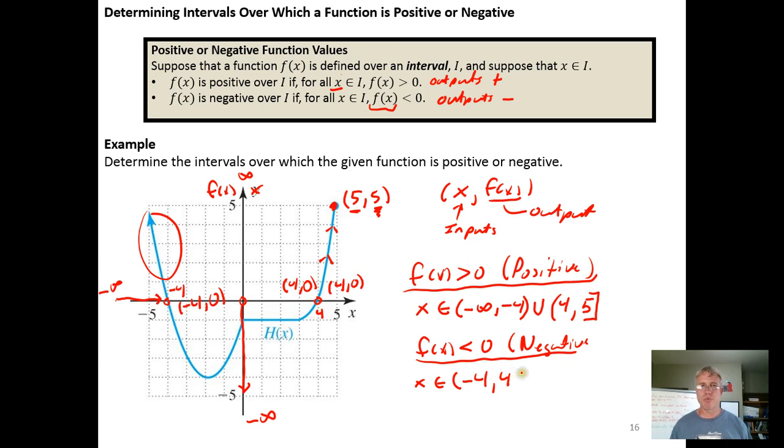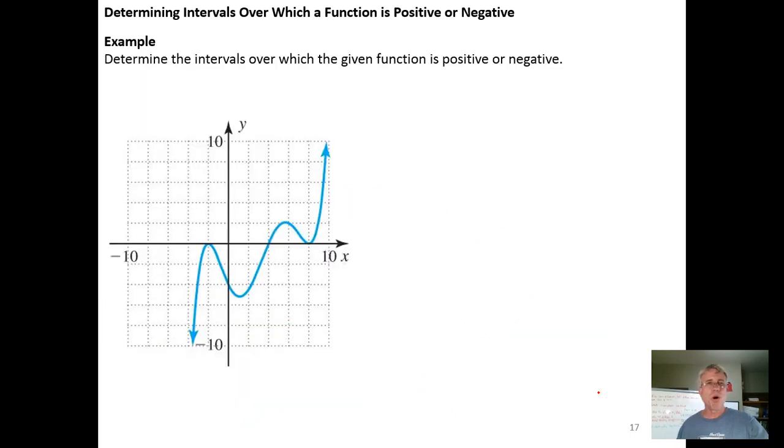We don't include the 4 because at 4 the output is 0, which isn't negative. So as long as x is on the interval from -4 to +4, our function is negative. So we do one more example, and this one has a couple subtleties in it. But I'm going to do essentially the same thing that I did before.